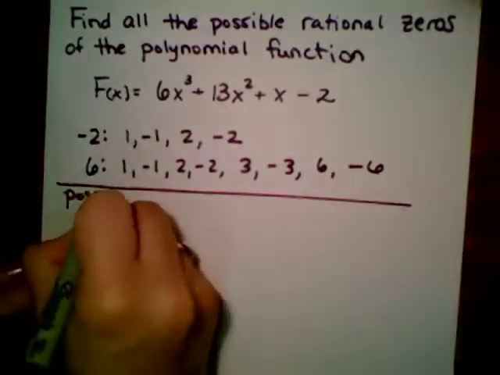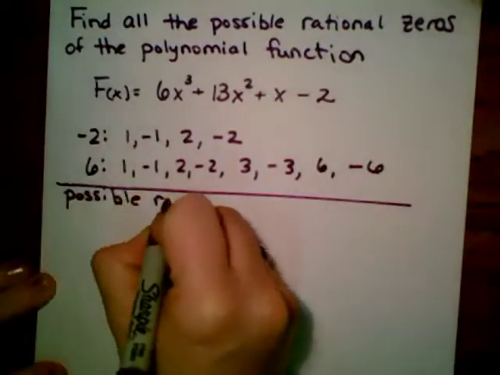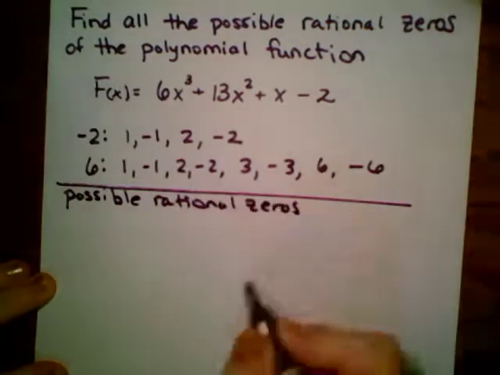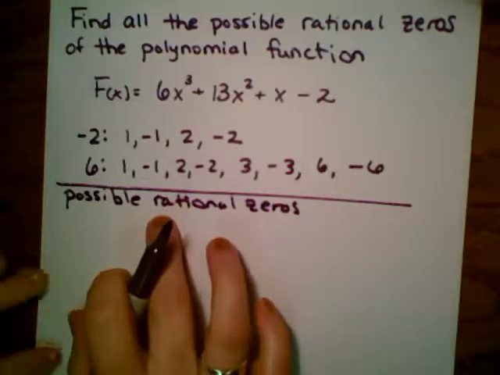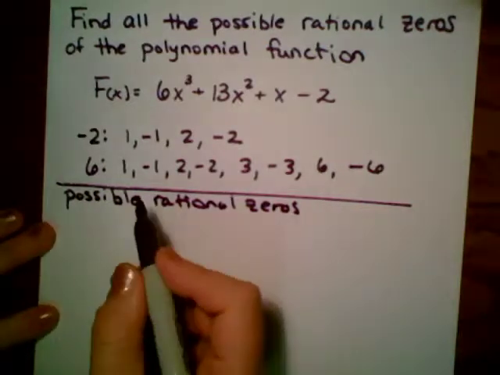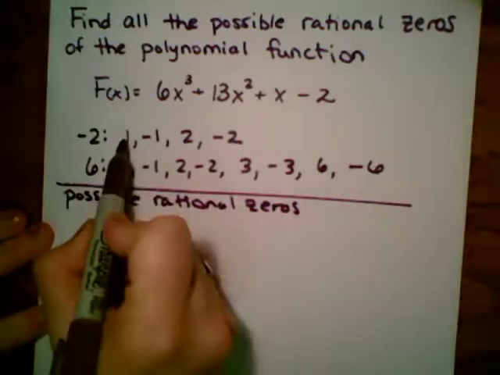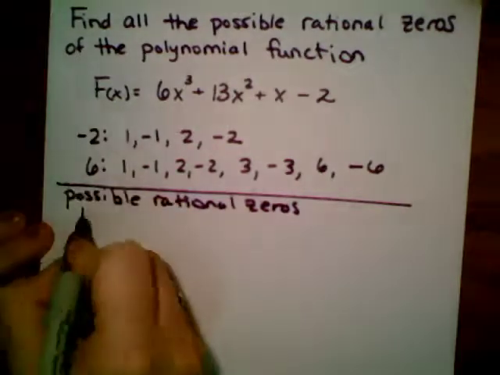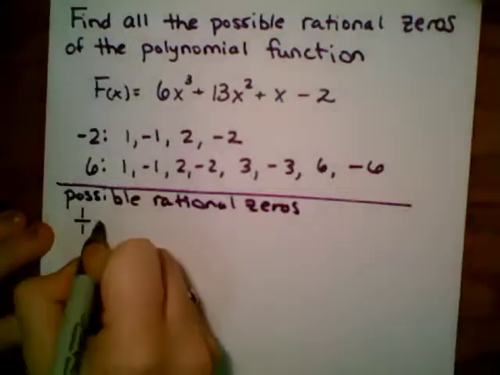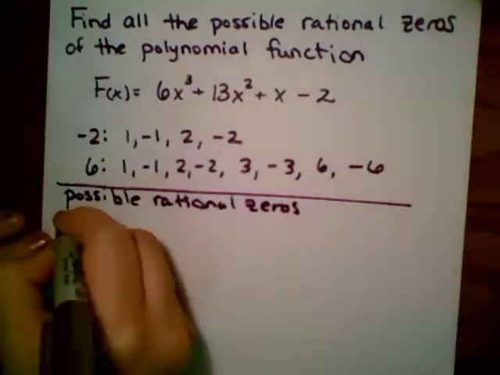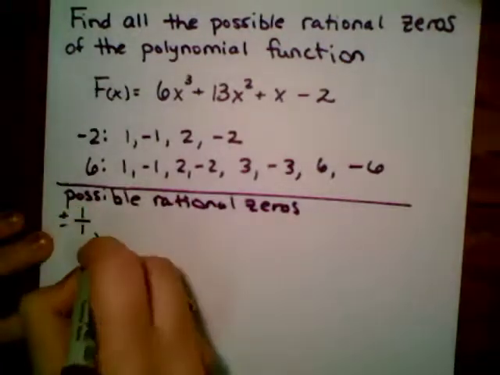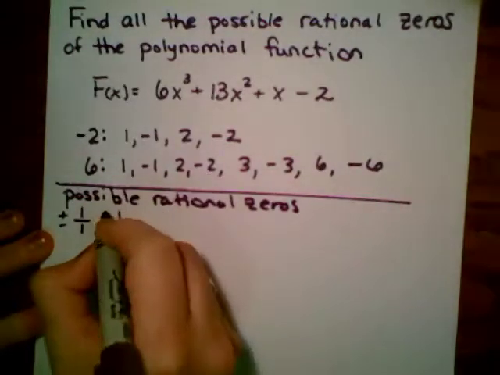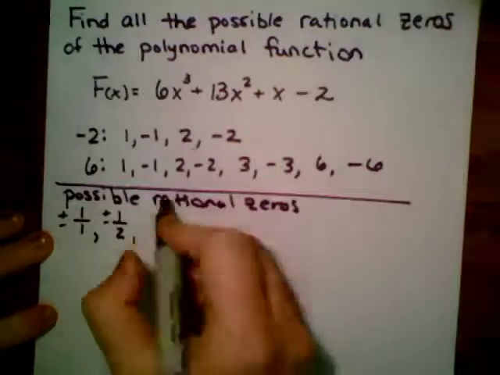So our possible rational zeros, and these will correspond to possible factors of the polynomial, will be the fractions where we start with the number 1 in the numerator, and we put 1 over 1 and 1 over -1. So that's plus or minus 1. We put 1 over 2 and 1 over -2, plus or minus 1/2.